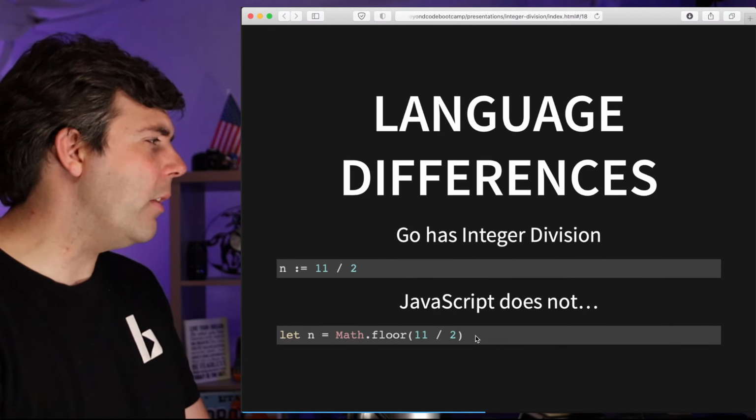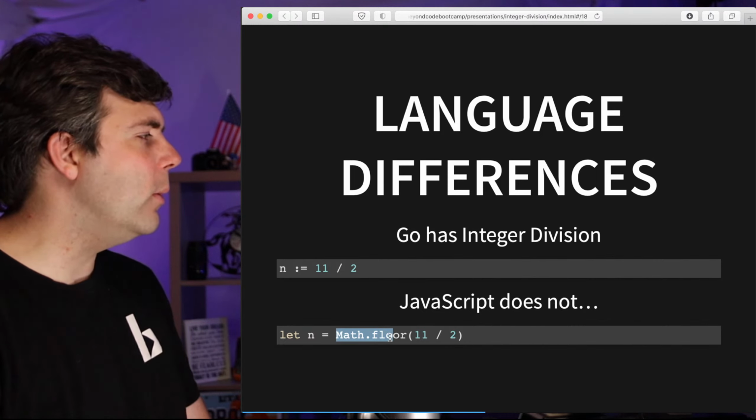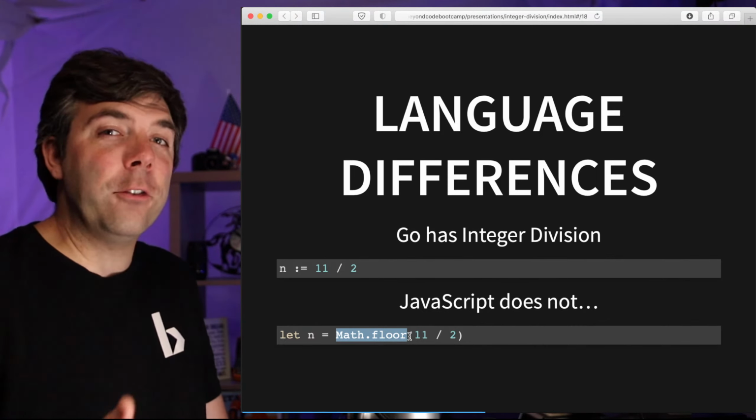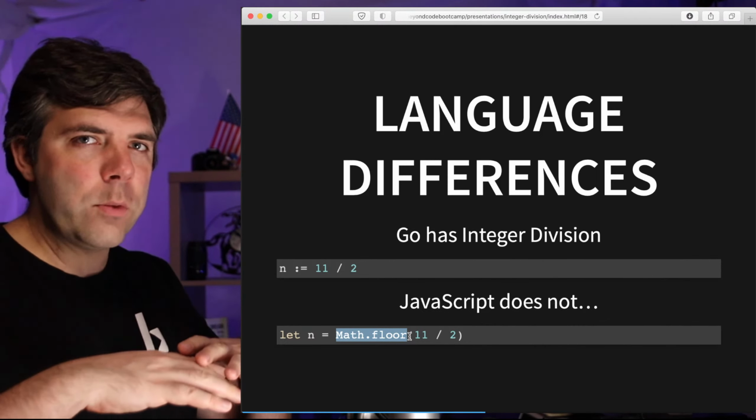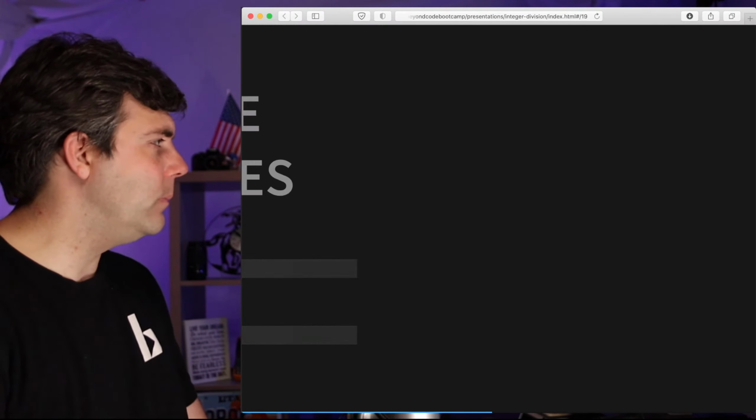JavaScript and many other languages do not have integer division, so you have to use something like Math.floor. Floor will always round down. It's the opposite of ceiling, which will always round up.